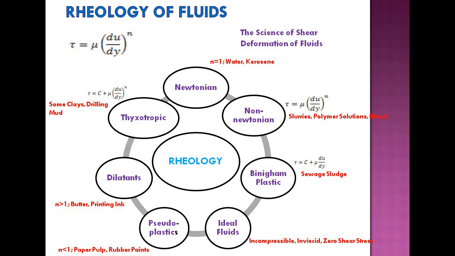If n is greater than 1, with a higher slope than Newtonian on the tau versus du by dy graph, it is called a dilatant fluid. Examples are butter, printing paint, etc. So if you just see the different fluids which are hinted here, like water, kerosene, slurry, sewage, butter, printing paint, paper pulps, etc., these have different characteristics when subjected to a shear force. So that is exactly what is meant by the rheology of fluids.